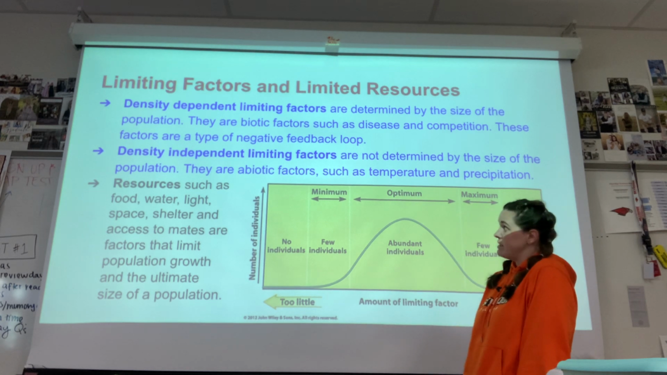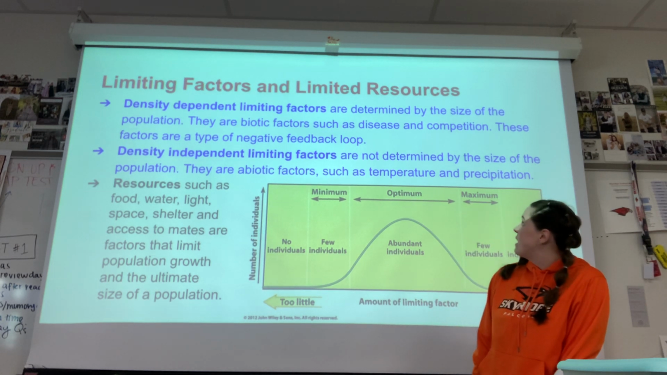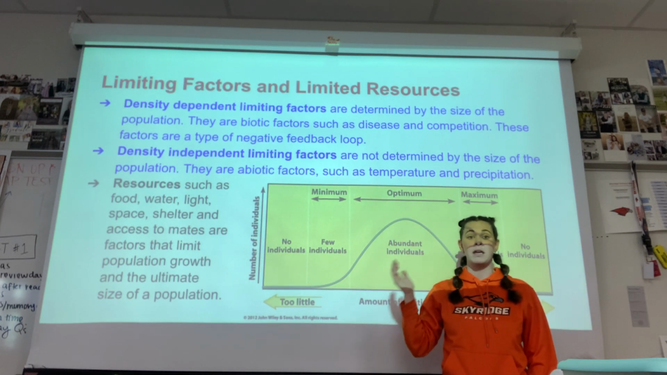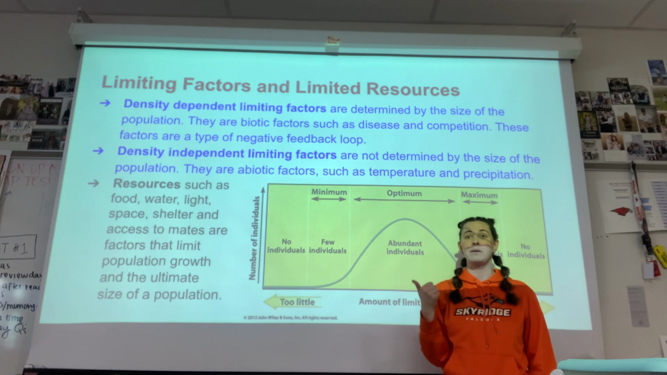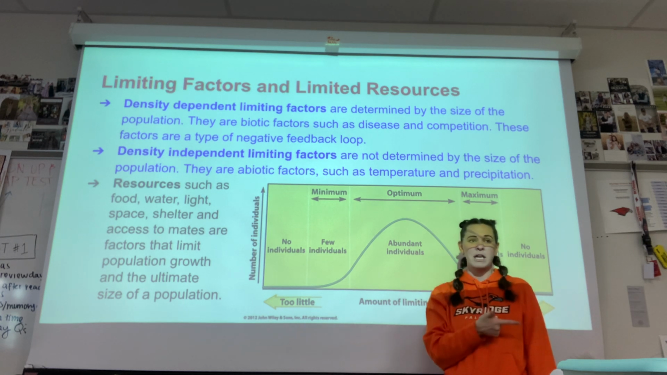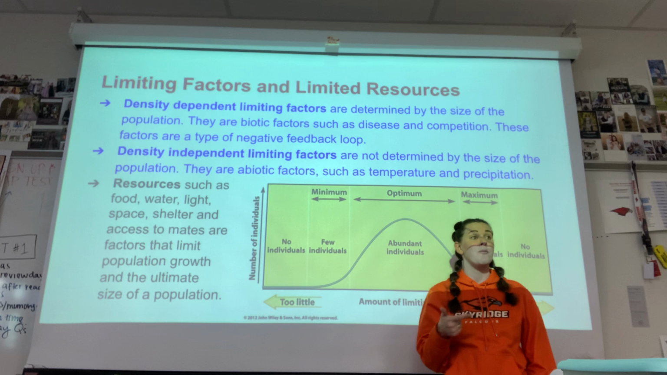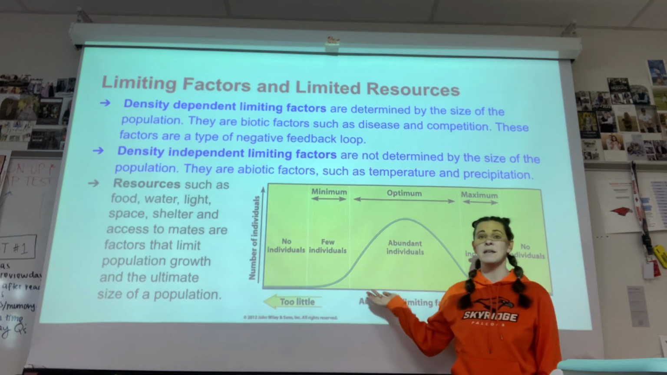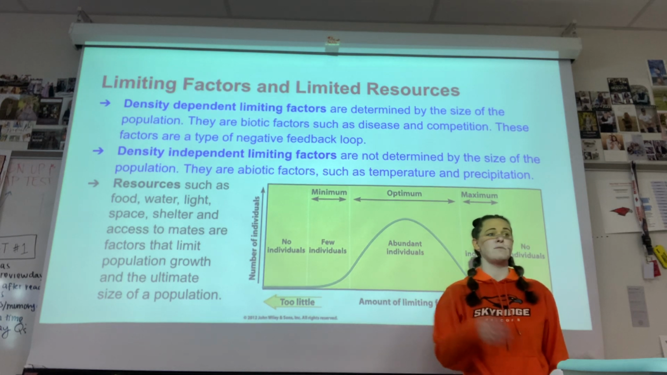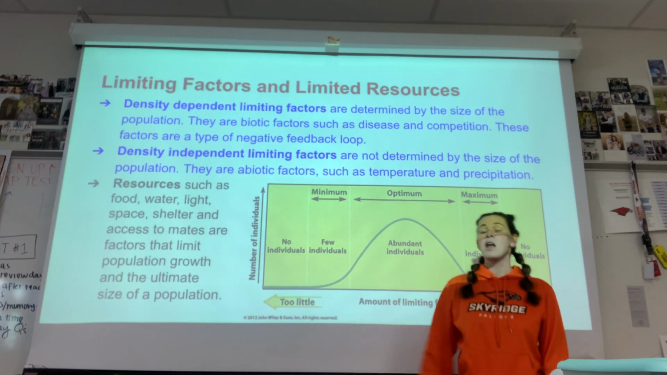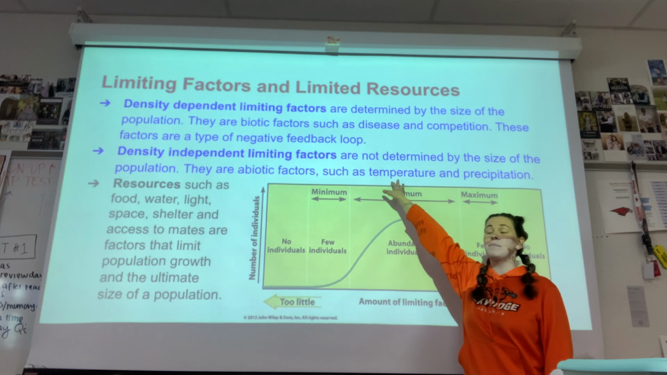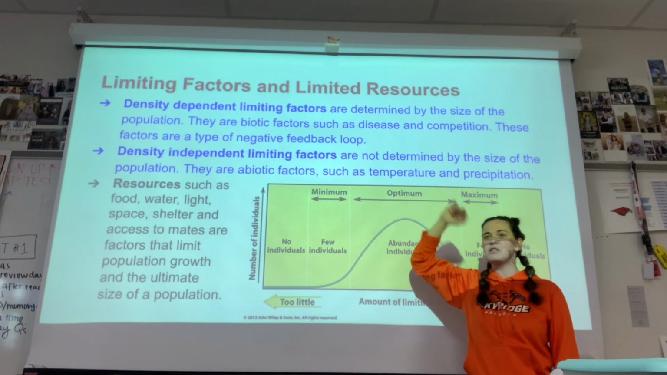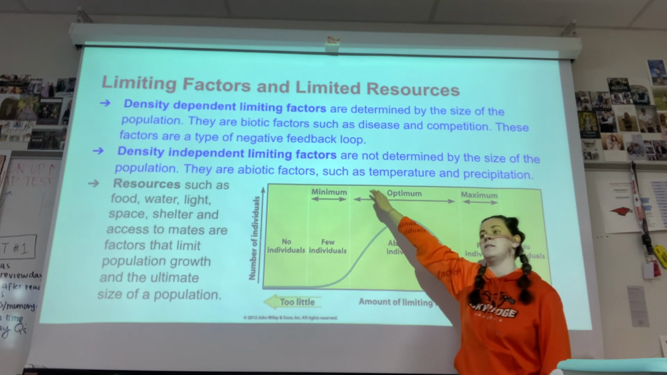The second one is a density independent limiting factor. This doesn't matter how big the population is. A drought is going to hurt populations no matter how big they are. A fire is going to hurt populations no matter how big they are. Temperature, if it gets really, really hot, it doesn't matter how big your population is, if you can't withstand the heat, you're all going to die. So these are things that can affect population size, but it doesn't matter how big the population is. Big population, small population, they are affected equally.